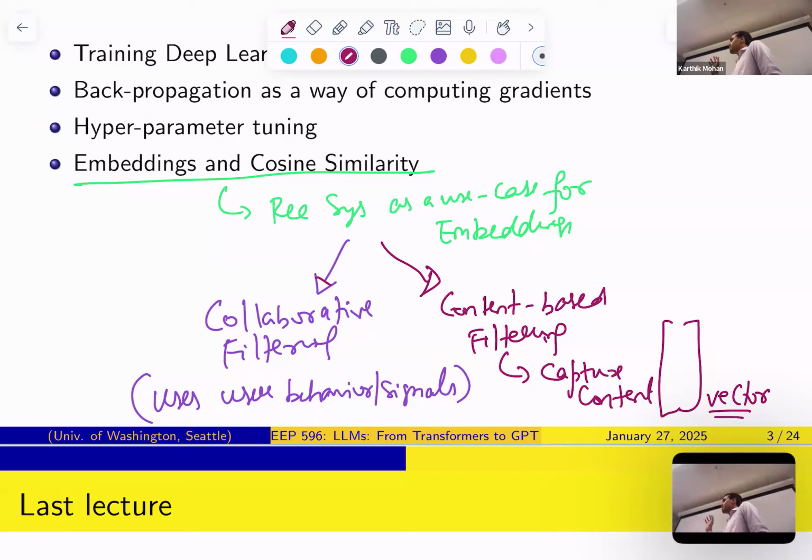Have you guys taken a look at your mini project? Yeah. Did you look at the dimension of the vectors there? What are the dimensions that you saw? What is the size?